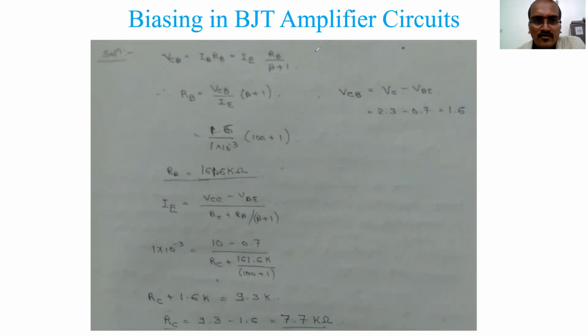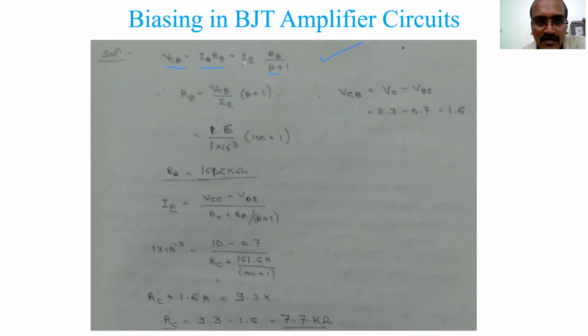So first one, I will take the last equation, that is the VCB feedback part. VCB is nothing but IB into RB. IB is nothing but IE by beta plus 1. Why have I taken this equation? Because everything is given here, right? So VCB I have to calculate. VCB can be calculated from VCE, whatever they have given. So RB value you have to calculate.